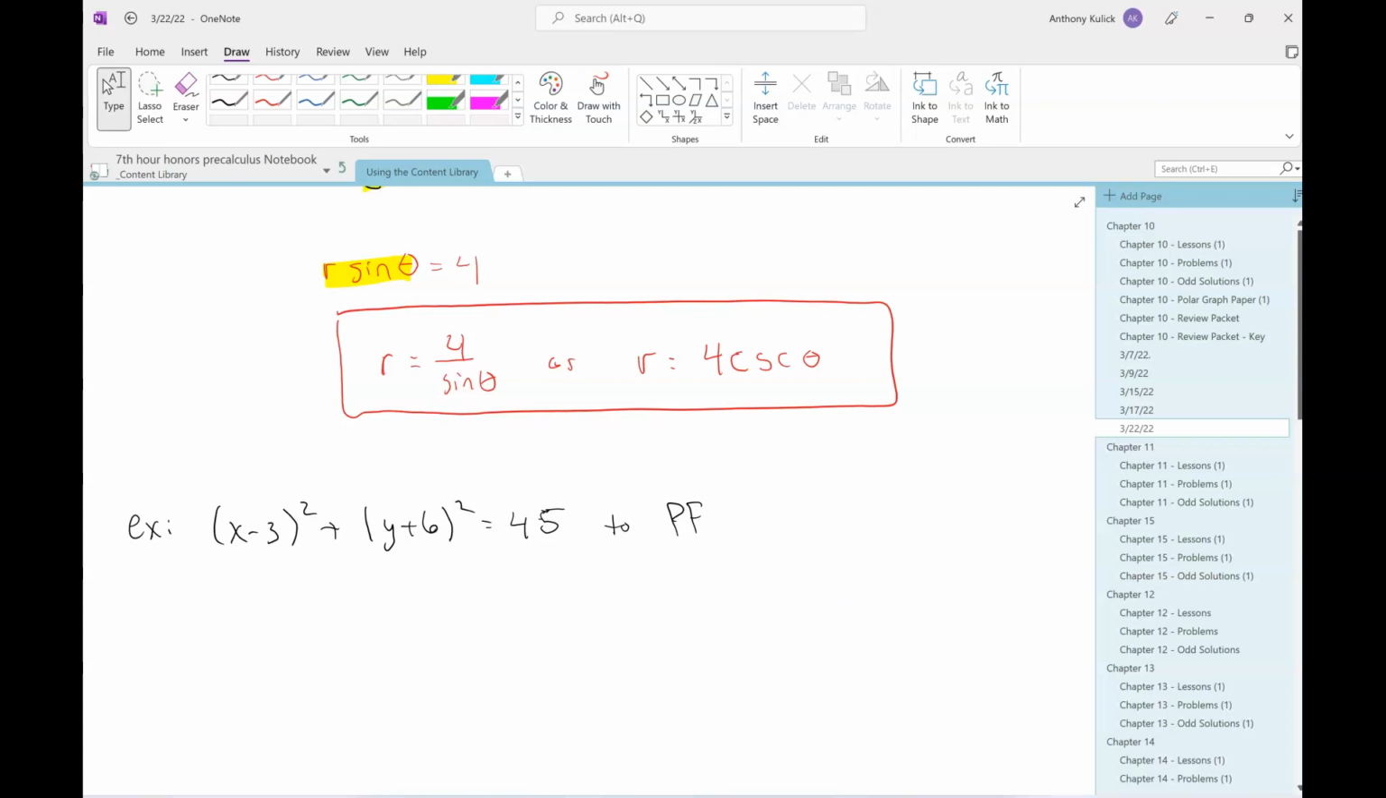So let's say we have quantity x minus 3 squared plus quantity y plus 6 squared equals 45. And we want to convert that to a polar function. Again, you should recognize that's a rectangular function because it has x's and y's. Even though I agreed it's not a function, it's a rectangular equation at least, right? Okay.